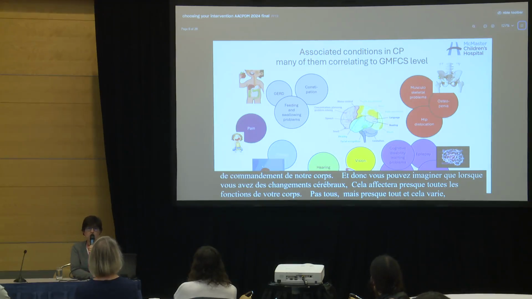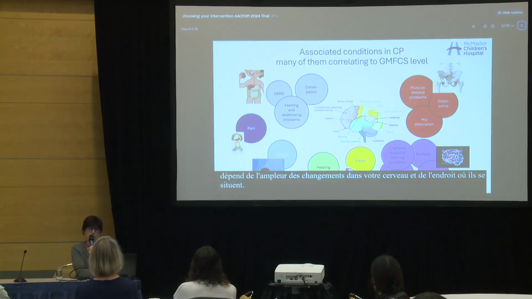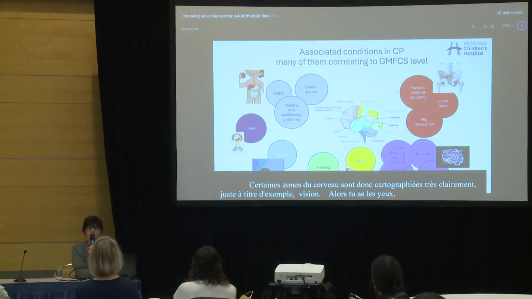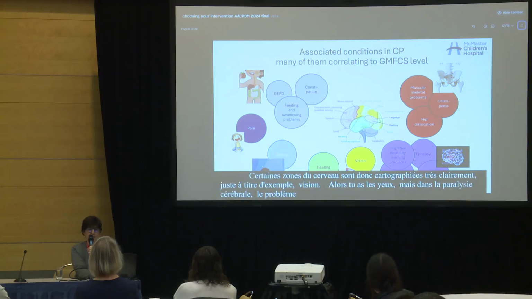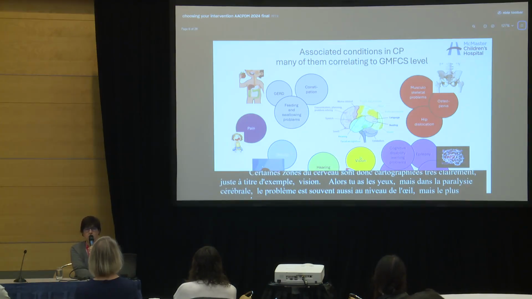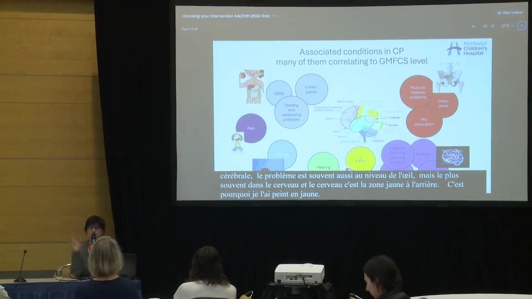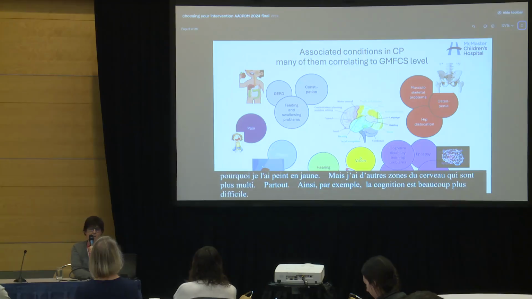So some areas in the brain are very clearly mapped. Just as an example, vision. So you have the eyes, but in cerebral palsy, the problem is often also in the eye, but more often in the brain, and the brain is the yellow area here in the back. That's why I painted it yellow. But you have other areas in the brain where more everywhere feeds in. So for example, cognition is much more difficult. It's not one place, it's much more sophisticated. So I don't have a brain space where I see the lesion and I can tell you for sure you will have a problem, but we do have correlations.